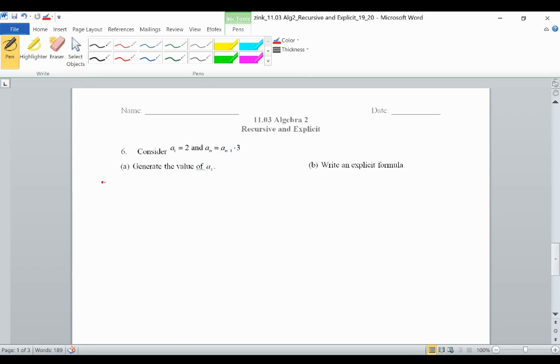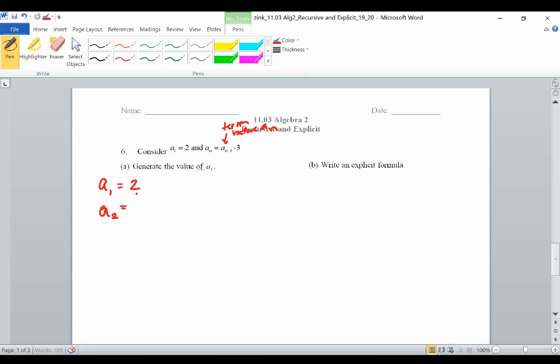So we have to go in order. First, we know a sub 1 is 2. Now we want to find a sub 2. Remember, a sub n minus 1 is the term before a sub n. So if n was 5, 5 minus 1 is 4. If n was 6, 6 minus 1 is 5. It always comes right before a sub n.